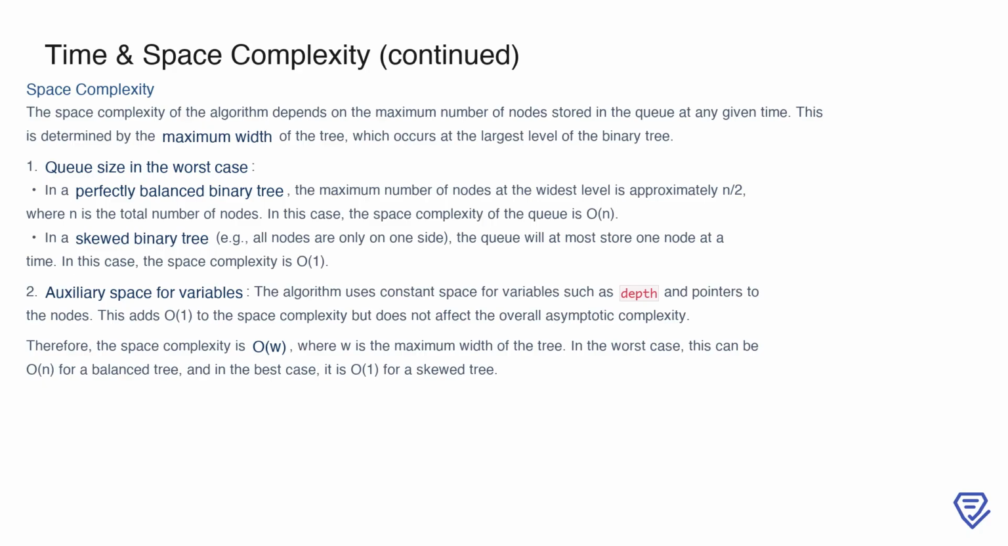Additionally, the algorithm uses a constant amount of auxiliary space for variables like depth and pointers, which adds O(1), but is negligible in the overall calculation. Therefore, the space complexity is O(W), where W represents the maximum width of the tree. In the worst case, this can be O(N), while in the best case, it can be O(1).